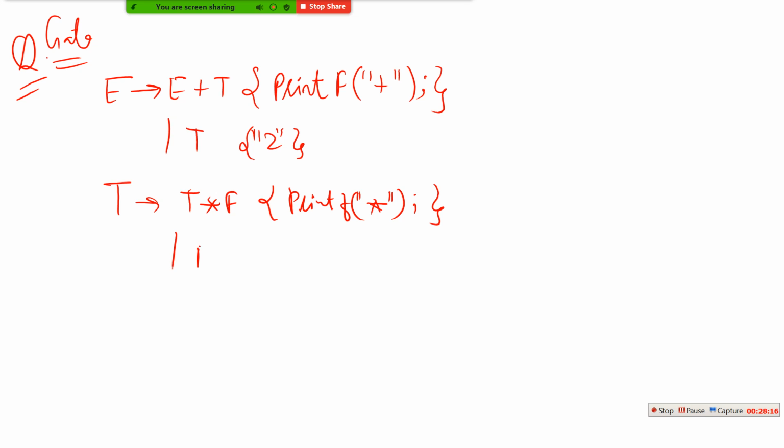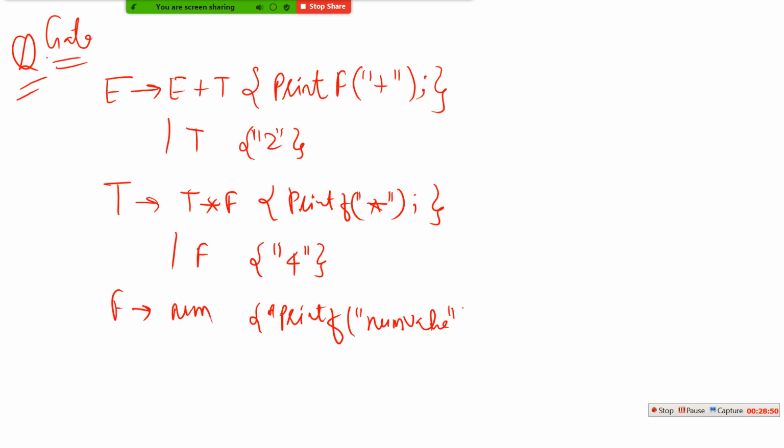And T also derives F, and it will print 4. Next I have F derives num, and the semantic rule for this num is that it will print the num value. Whatever num value we have will be printed with this statement, right?